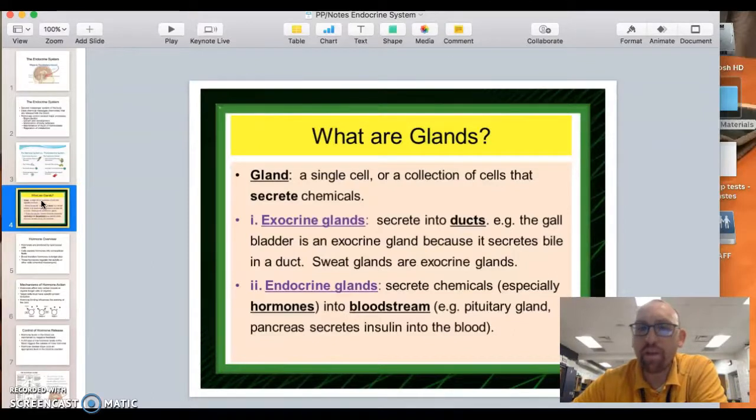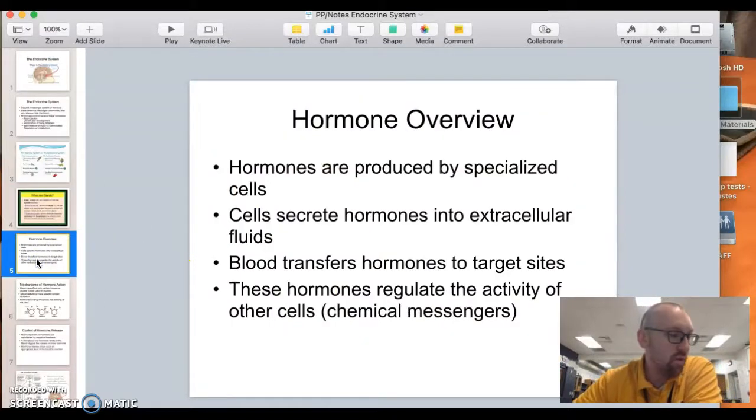So the main difference, if you think about it, really has to do with, are they secreting the chemicals into the blood, that would make it an endocrine gland, or are these glands excreting them, like your sweat glands or something like that, into a duct that goes to another part of the body? All right. So hormones. Hormones are produced by specialized cells. They are transferred in the blood to what are called target sites or target cells. And hormones essentially regulate the activity of other cells. They're chemical messengers. So the hormones aren't really causing the change in terms of doing the actual work that makes the change.